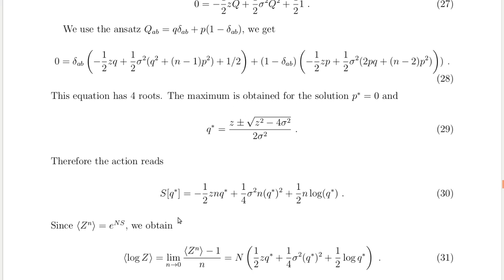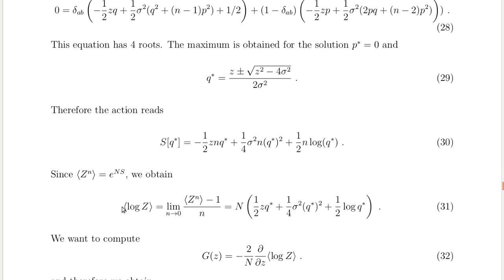Now, what have we got? So the average of Z to the n is equal to e to the nS, where S is this quantity that is maximized by Q star. And now to compute the average of the logarithm of Z, we have just to take the limit of small n going to 0 of this expression, right? And as we can see, this expression is linear in small n. So this limit is very simple to take, and the result that we get is simply this expression.